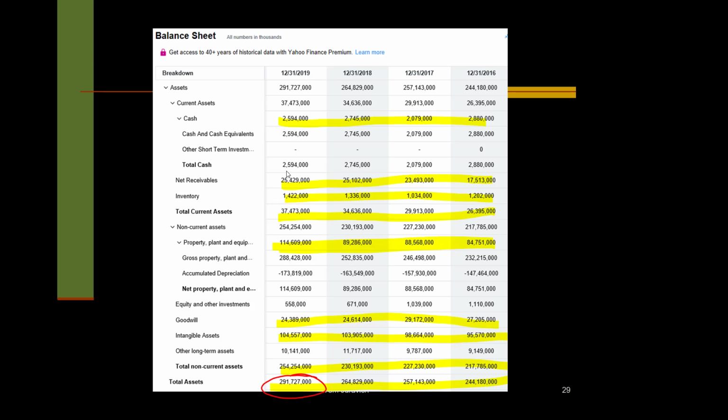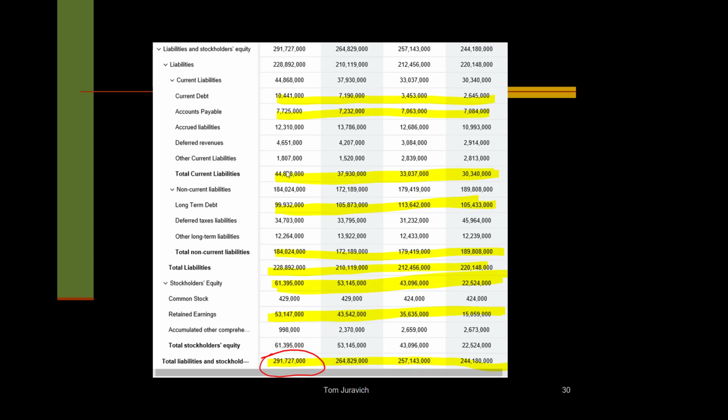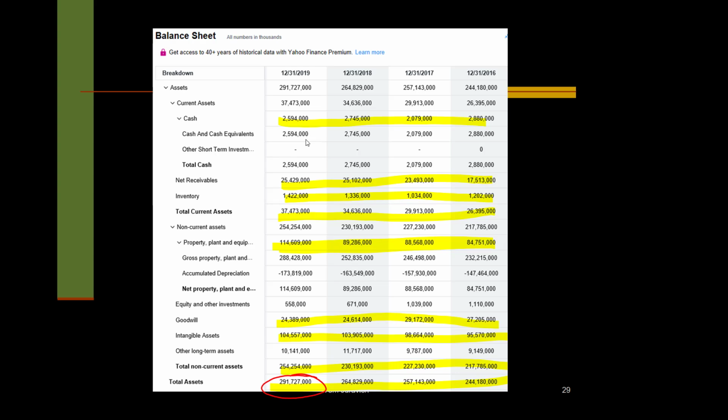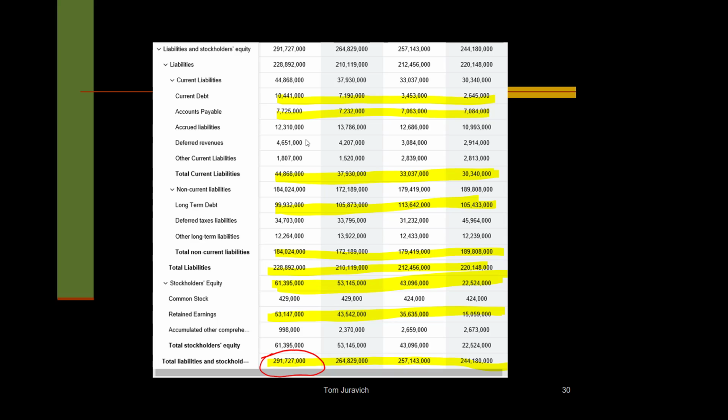So let's go to Verizon and take a look at their balance sheet. Let me start by noting that first we have assets on this page, and I'm going to page down, and then we have liabilities. What I want to point out is I've circled total assets, 291, and at the bottom of the page I've indicated total liabilities and shareholders' equity. That's also 291. So our balance sheet balances.